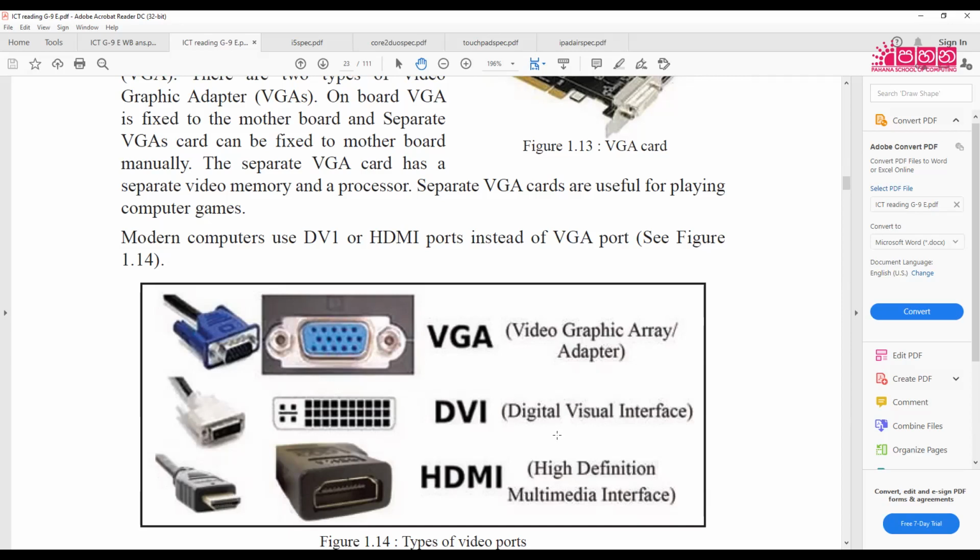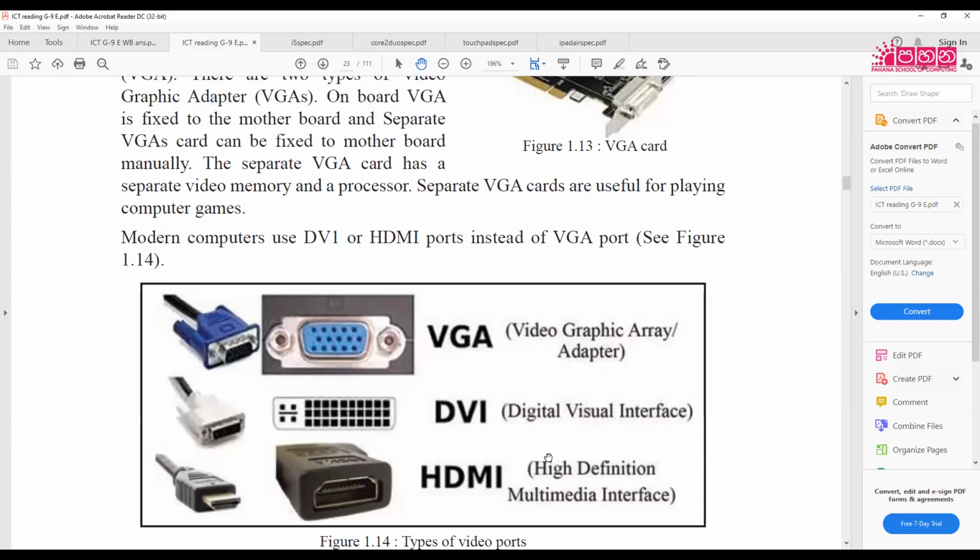Senhiru, how about you in your machine? What do you have in your machine? So what you have to do, Senhiru, just look at your monitor cable, and if you look at the end of the cable, you can identify the type of the port. Yes, sir, I have HDMI port. Okay, so you have HDMI port.